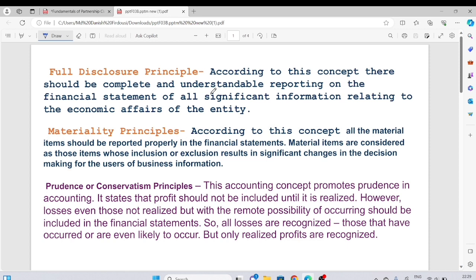Okay, let's see here. We already discussed three principles. Now we are going to discuss the remaining eight or nine principles.